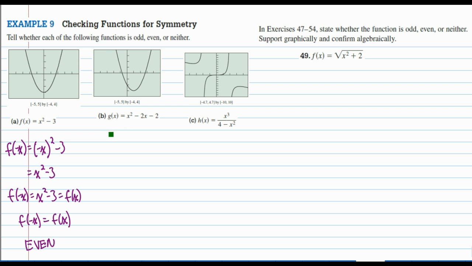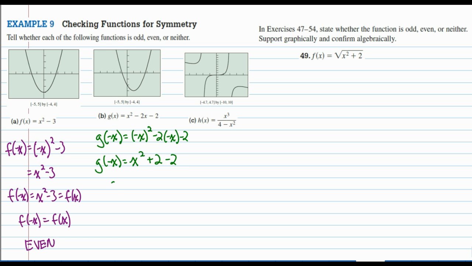Algebraically, to show that this does not have any symmetry, I'm going to take g and plug in negative x. So now I have, instead of positive x squared, negative x, in parentheses, squared, minus 2 times negative x minus 2. G of negative x, let's see, that's going to be negative x squared. We already discussed negative x times negative x is positive x squared. Now a negative 2 times a negative x is a plus 2x, minus 2.